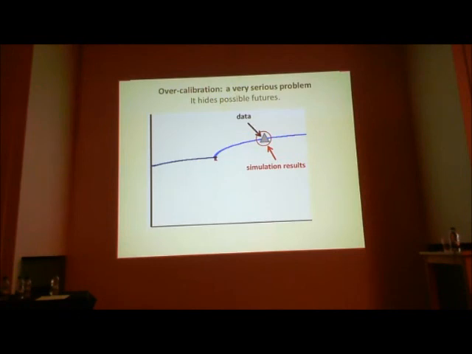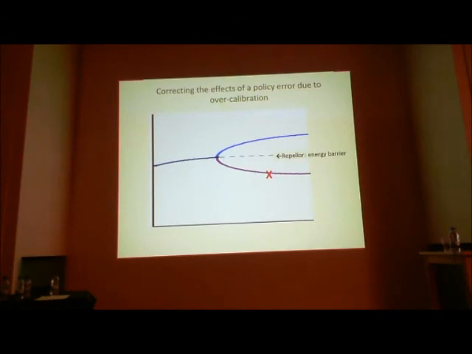Over-calibration is a real risk in models that go through bifurcations because it hides the possible futures. And so if we've over-calibrated a model, what's happening is if you put more energy into the system, on the left, if we start down there where there's only one possible system state, there we see what's happening. Beyond the bifurcation, that system state remains one of the steady states of the system.